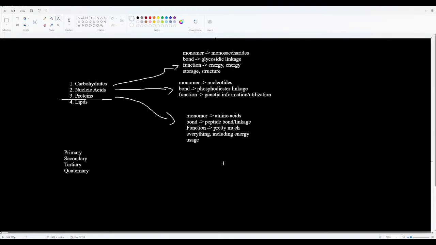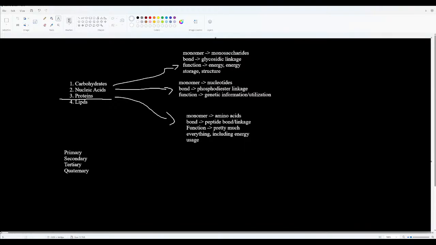So these are kind of our big three, right? Where they have monomers, they have a specific type of bond, and they just kind of have that thing going on about them, right?